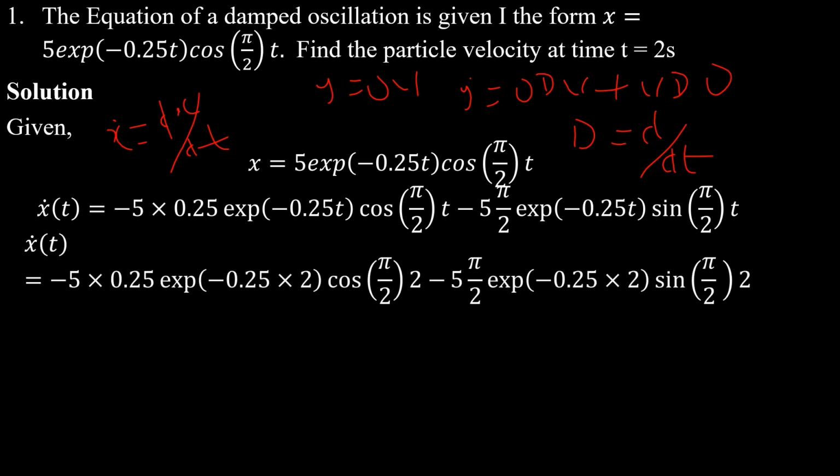If we substitute our parameter, which is the time, we'll end up having this as x dot, which is our velocity, the particle velocity. So let's call it vp equal to this. This is vp, the particle's velocity.